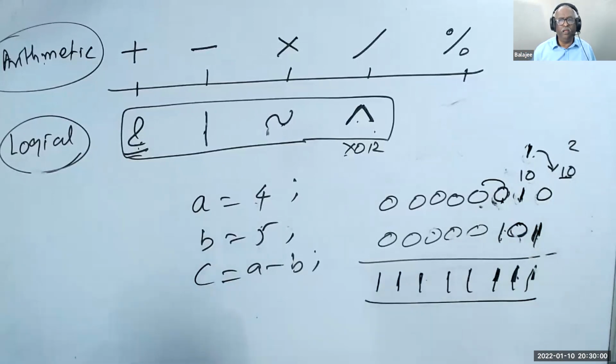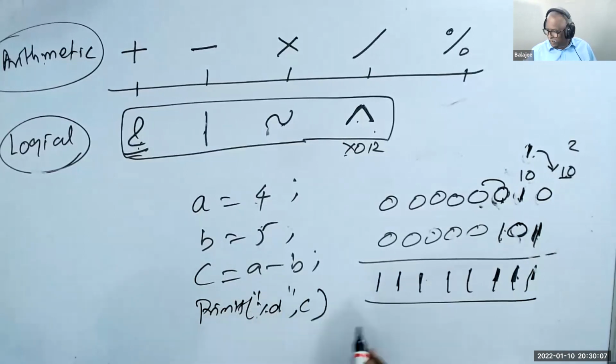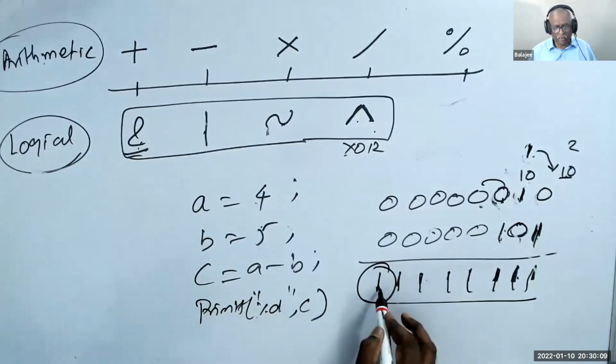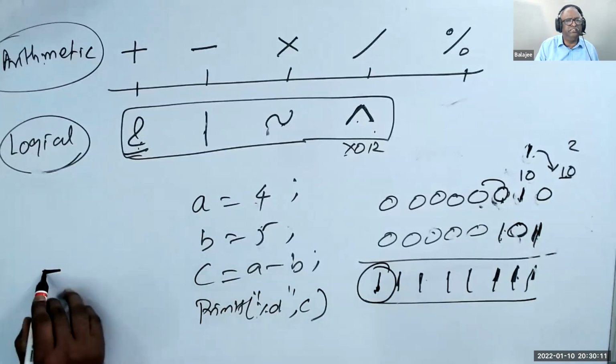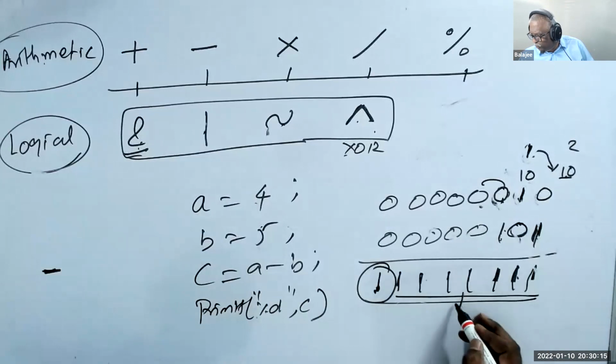All become 1. Now when I do printf of C, that guy sees that the next one is 1. He puts a negative. Sign bit is 1. He takes all the 7 bits of 1, 1. I take the 1's complement, all zeros.